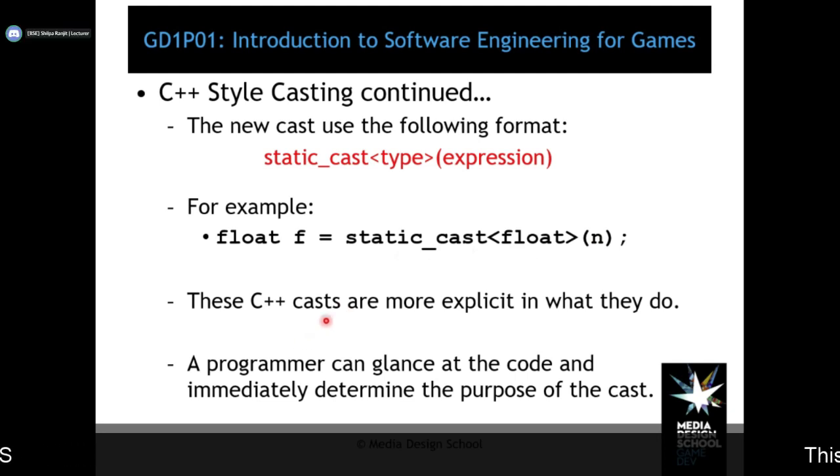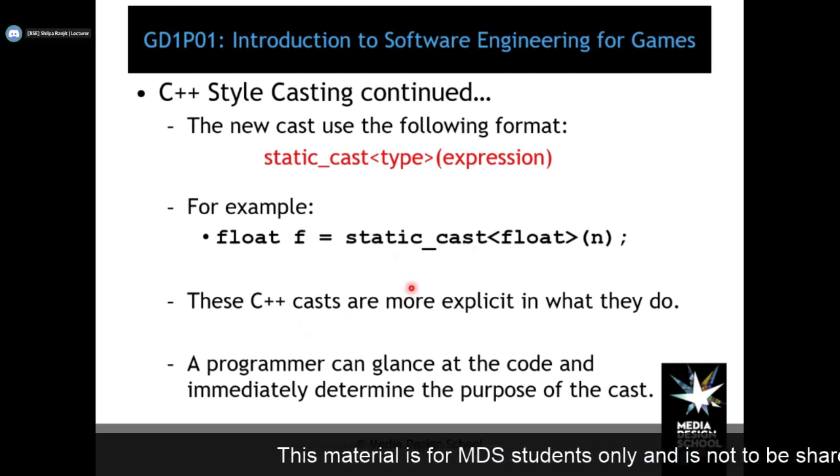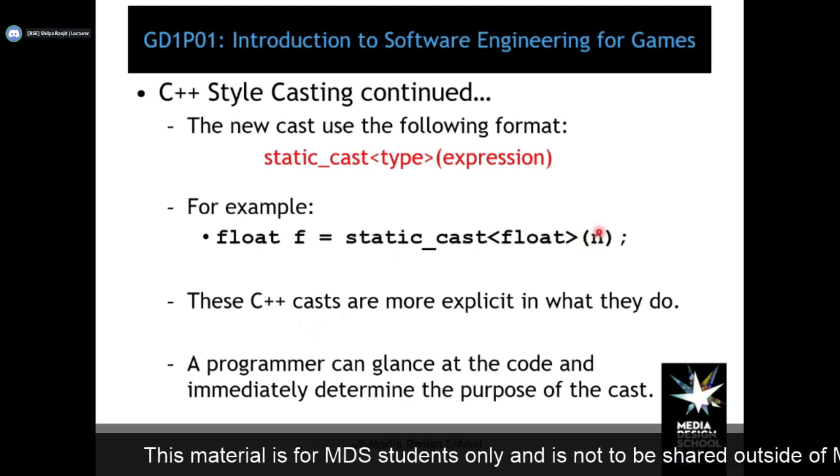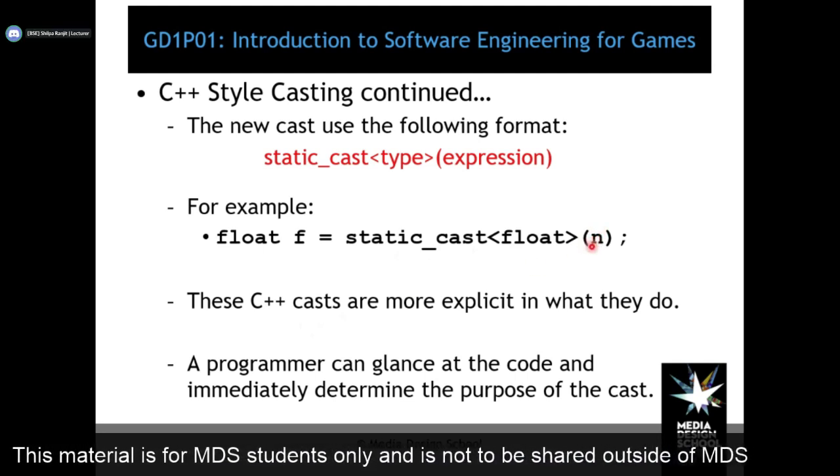These C++ casts are more explicit. They explicitly say what you want to do. But why do we need to do a static cast? Why can't we just do a normal casting method where we just give the type in parentheses? We'll see in the next slide.